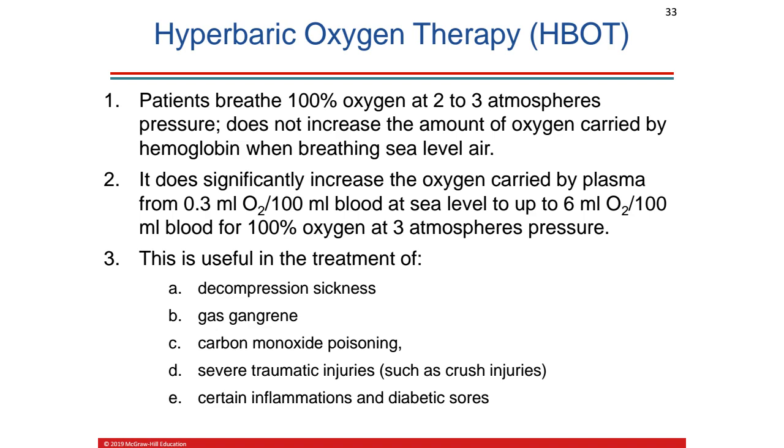It does, however, significantly increase the amount of oxygen carried by plasma. So, for example, if you have this extreme 100% oxygen at 2 to 3 atmospheres, you can go from 0.3 milliliters of oxygen per 100 milliliters of blood at sea level to up to 6 milliliters of oxygen per 100 milliliters of blood. This is for 100% oxygen at 3 atmospheres of pressure. So that's now quite a significant increase in the amount of oxygen that's now being transported within the fluid itself.